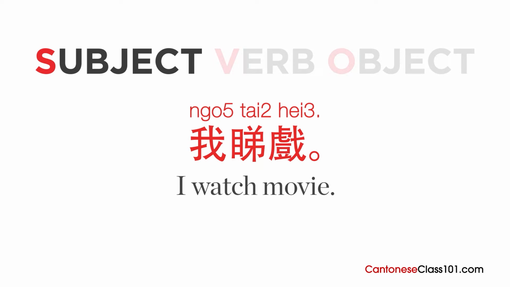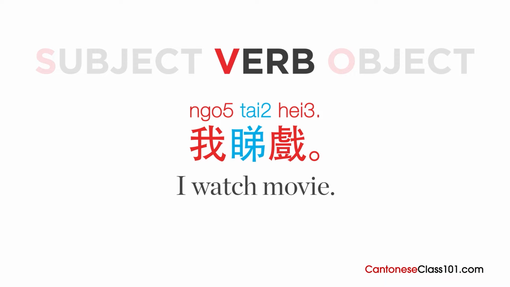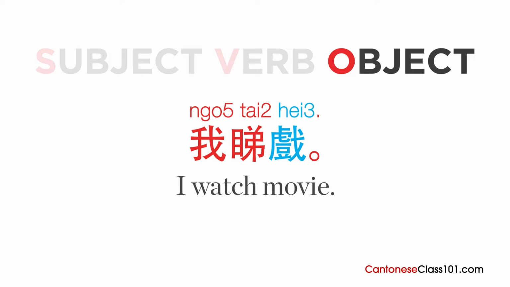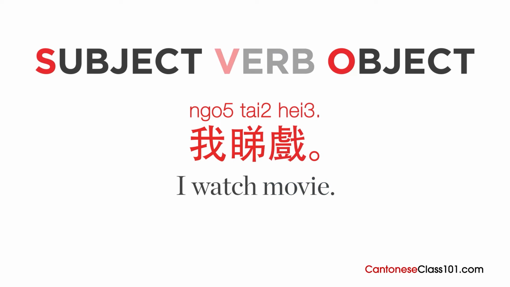We start with the subject 我, meaning I. Then comes the verb 睇, meaning watch. And finally, we have the object 戲, meaning movie. Subject, verb, object. Easy. Jinho, can you give us one more example?